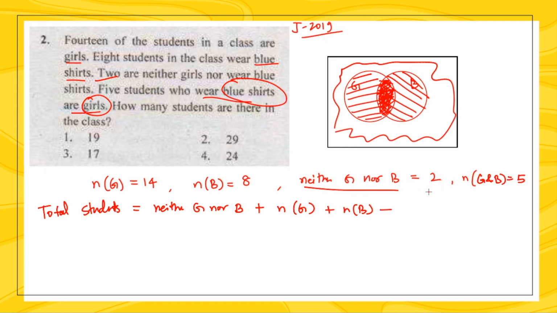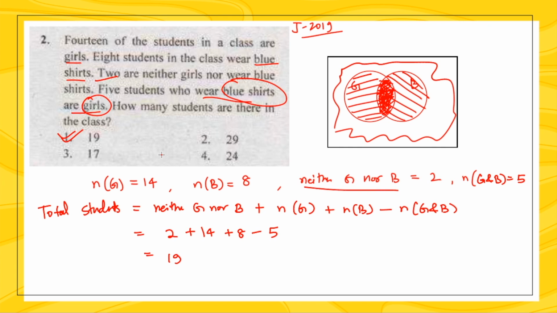We reverse it. So this region is getting added 2 times. We are going to subtract it once. So that means N, G and B I am going to subtract. And that's how I will get that. So neither G nor B is 2, NG is 14, NB is 8 and G and B is 5. If I do this, this is 2 plus 8, 10, 10 plus 14 is 24, 24 minus 5 is 19. So the total number of students are 19 in class. This is how you do Venn diagram related questions.